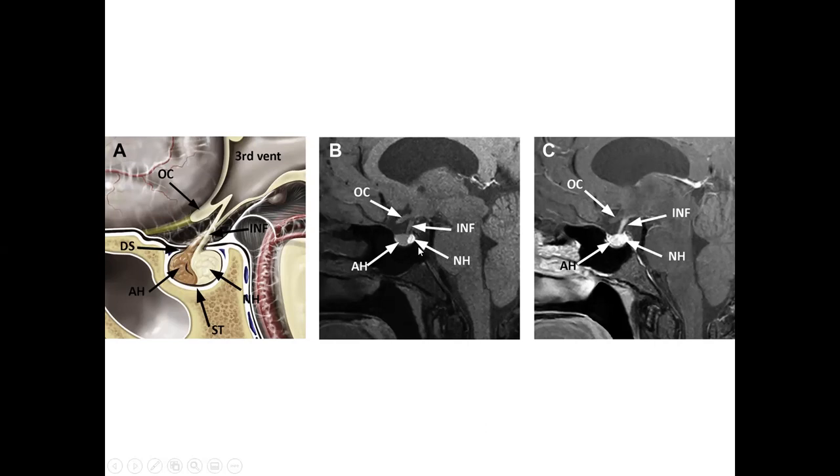The posterior pituitary is usually hyperintense compared to the anterior pituitary. If you give contrast, the whole pituitary enhances, but the posterior pituitary is brighter and the infundibulum is brighter compared to the other parts. And this is the optic chiasm.